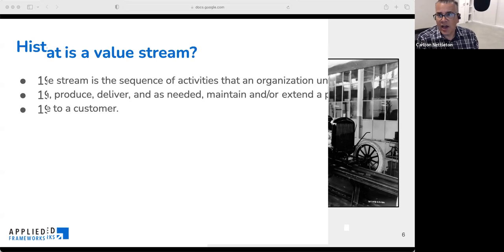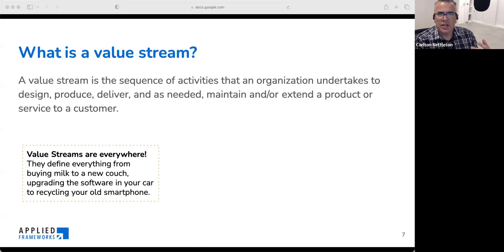One of the things I think is really important is that once you have a good definition, you can see how we are surrounded by value streams. Everywhere we look, we can see value streams. We can start to think about how this water bottle got to my house, or how this pen got to my house, or more importantly, how this phone got to my house, all loaded up with software.